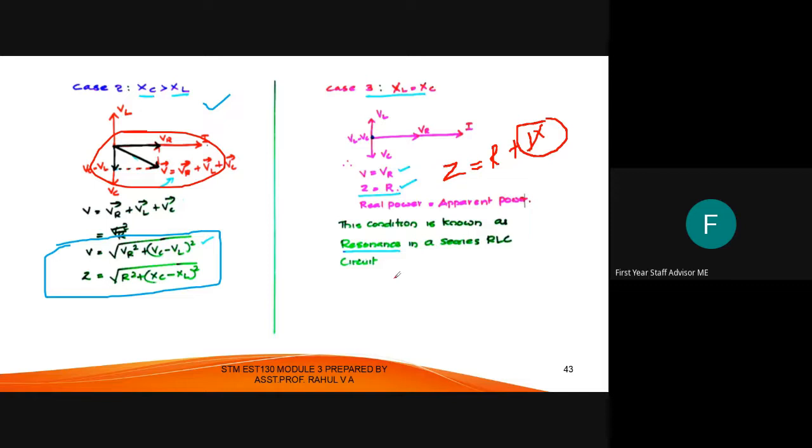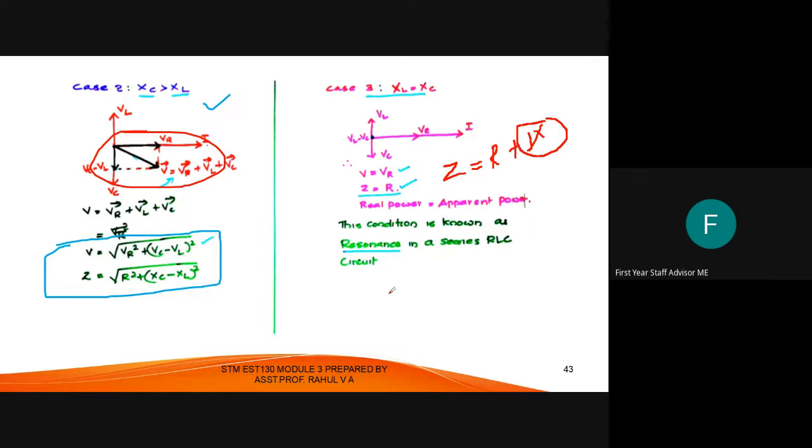Again, the impedance formula is R plus jX. R is resistance, X is reactance. For this particular case, because the inductive and capacitive terms are opposite in nature, they will cancel each other. So there is no reactive component present in this circuit. Only the resistive component is present. So I can say that Z is equal to R.